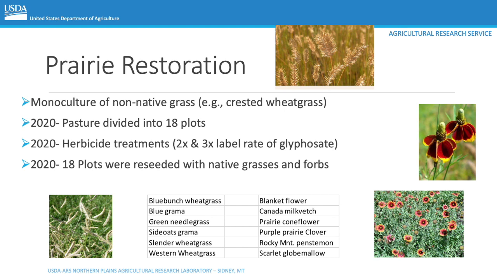And so we divided this pasture up into different plots and applied different types of herbicide treatments. Mostly the herbicide treatments were either two times or three times the label rate of glyphosate. The reason we did not use the label rate of glyphosate is that it is well known that it will not be effective against crested wheatgrass. And if you're interested in the plants that we planted, I put them down at the bottom middle part of this screen. I'm not going to read them to you.